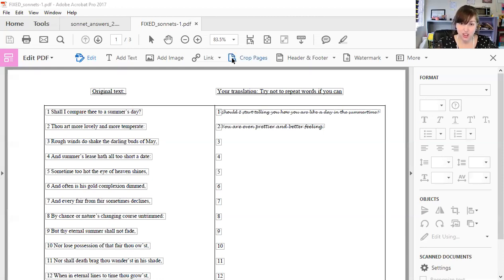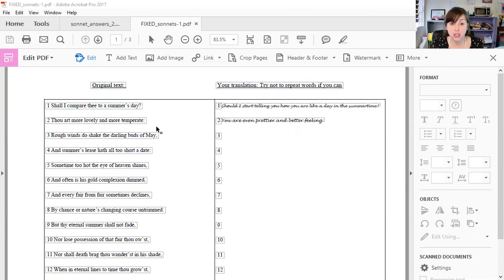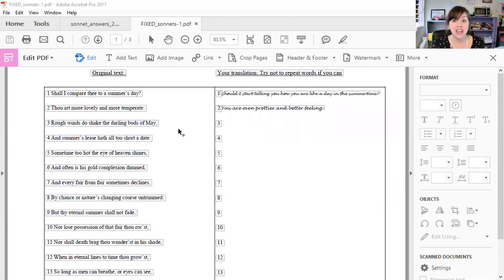So the sonnet starts with us really seeing Shakespeare asking for permission to compare his lover, just for simplicity's sake, let's say it's a girl, to a summer's day. And so let's first just read the poem as a whole, because with Shakespeare, it's weird.